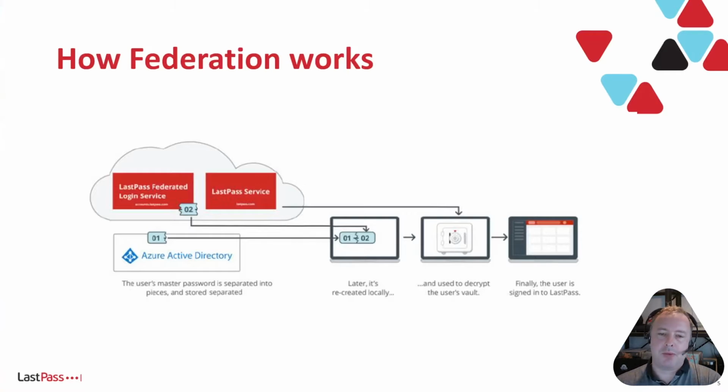Now, because LastPass works with a zero-knowledge model, that also means that the user, when they first log in into LastPass, they will create locally a hidden master password, and this master password will be stored, a part of it onto the Azure Active Directory and another part onto the LastPass federated login service. So this will make sure that only the user will be able to encrypt and decrypt his vault locally after he combined both pieces of the encryption key locally. It also means that we as a provider maintain the zero knowledge policy.